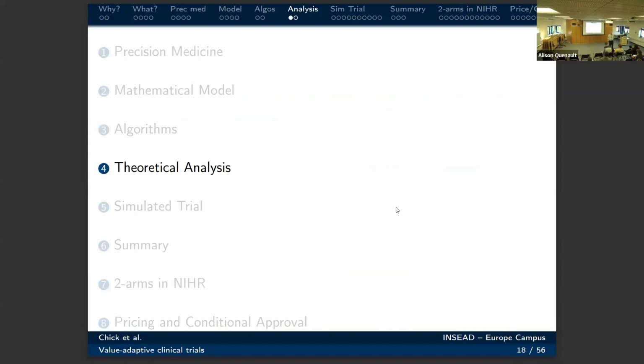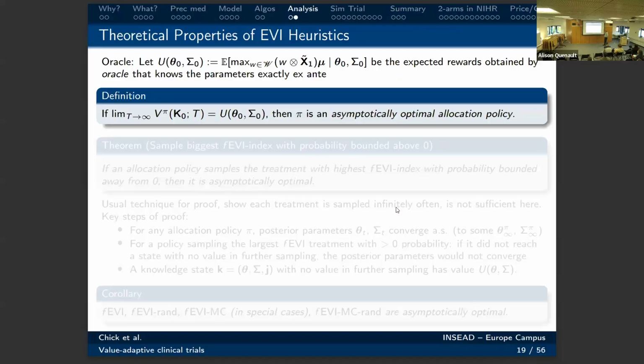So can we prove anything? It's fine to have an algorithm, but I like to prove stuff too, if we can. It turns out that some of these algorithms actually will converge ultimately to an optimal decision. Not all of them do, or maybe some do only in special cases. So we'll use the standard technique in the Bayesian bandit type of story.